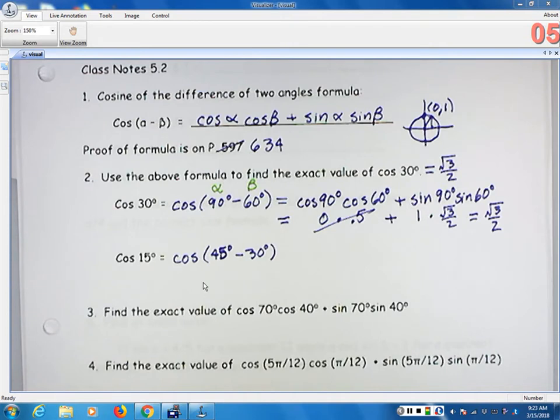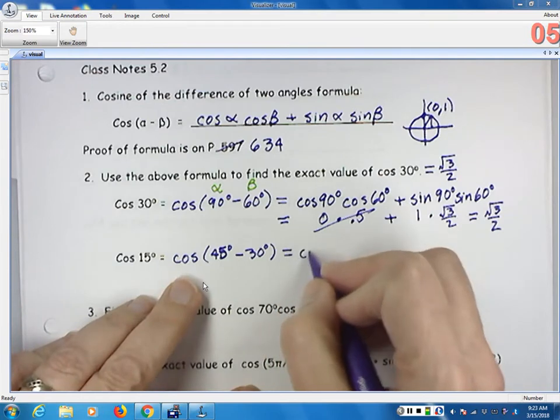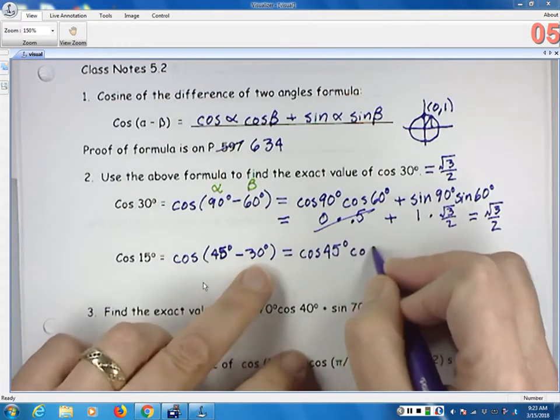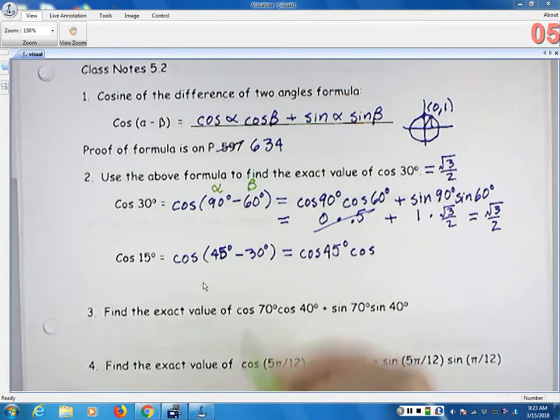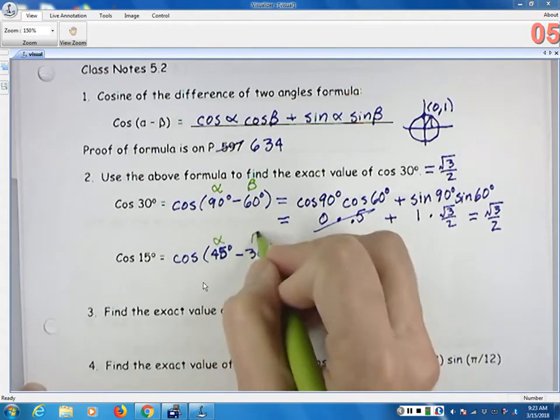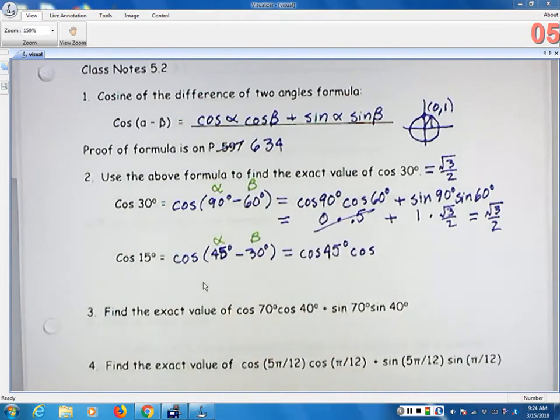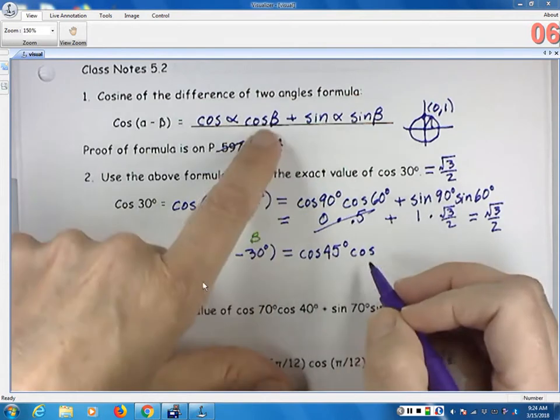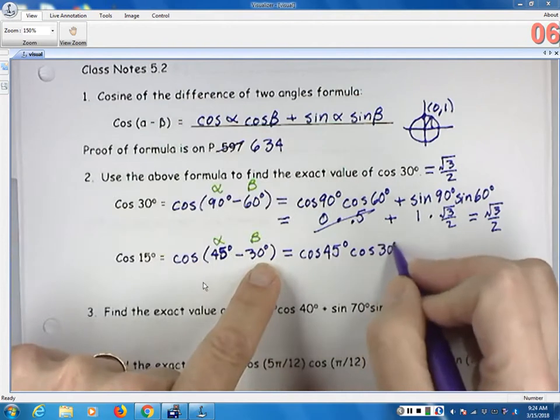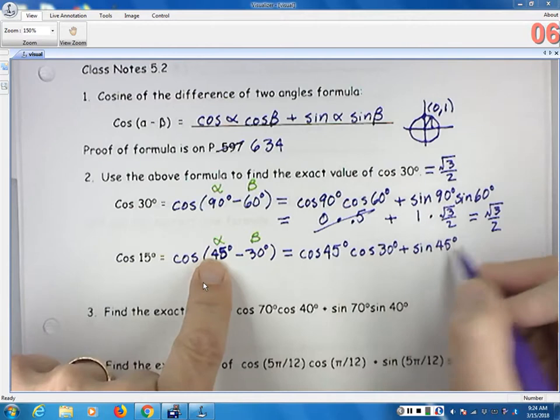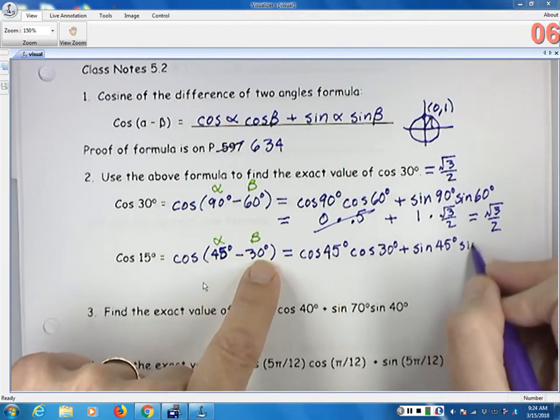So cosine of 45 degrees, cosine, of course, this is our alpha and beta. And if I didn't have the formula written right up here, I would be rewriting the formula right above my work, just to make sure I don't make any mistakes. So cosine of 30, plus sine of 45, sine of 30.